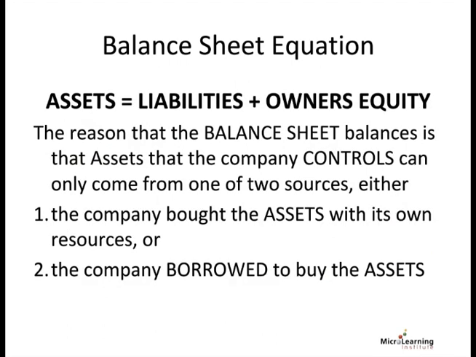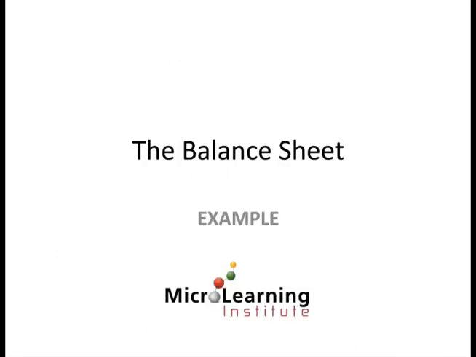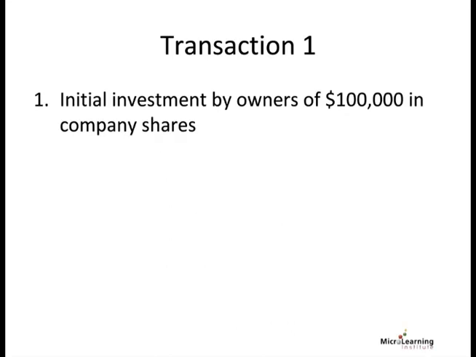So in summary, the reason the balance sheet balances is that assets the company controls can only come from one of two sources. Either the company bought the assets with its own money, or the company borrowed to buy the assets. We will now demonstrate how various transactions impact the balance sheet. Let's take an example of a startup company.